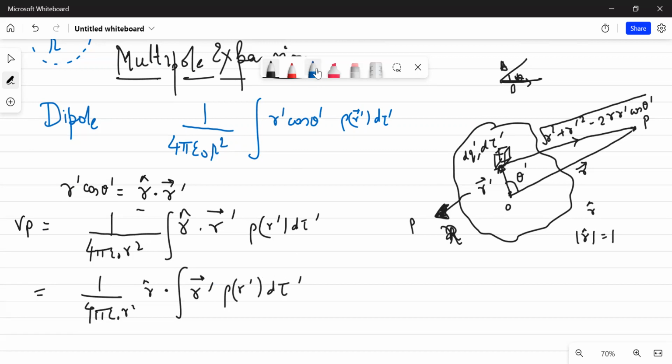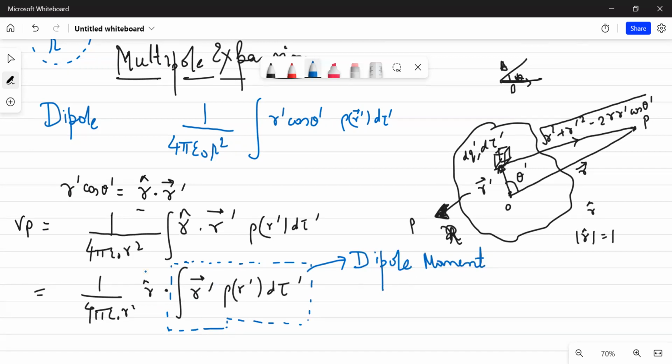Okay. Now just focus on this quantity. This quantity is called your dipole moment. Is that clear? So this quantity is called your dipole moment. If I want to write it in a better way, for continuous cases your dipole moment is given by the integral of r vector and then rho r vector d tau.